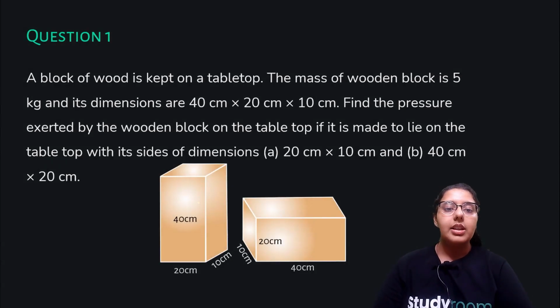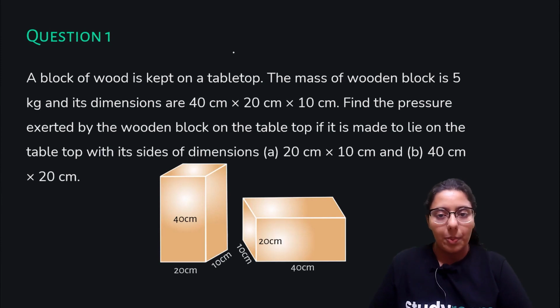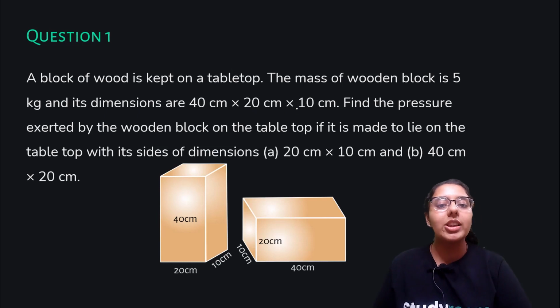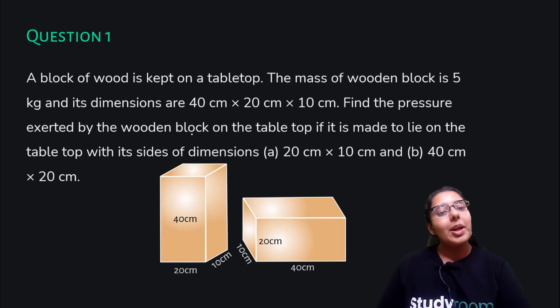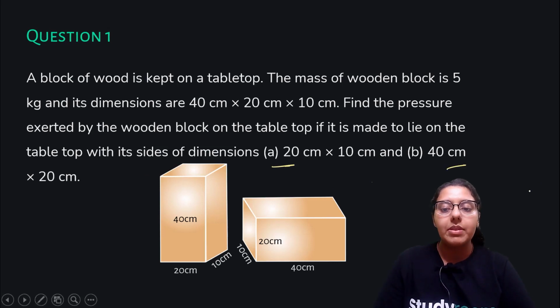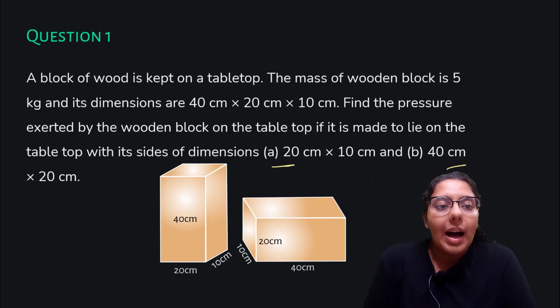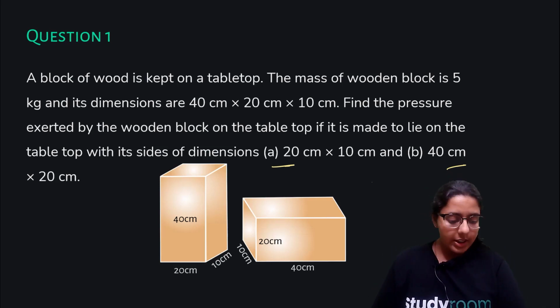Okay, so let's do this question quickly. You need to try first. A block of wood is kept on a tabletop. The mass of the wooden block is 5 kgs and its dimensions are 40 into 20 into 10 centimeters. Find the pressure exerted by the wooden block on the tabletop if it is made to lie on the tabletop with its sides of dimension, in this case 1 and this. Okay, so let's do this together. The mass of the wooden block and its dimensions are given, and we need to find the pressure.